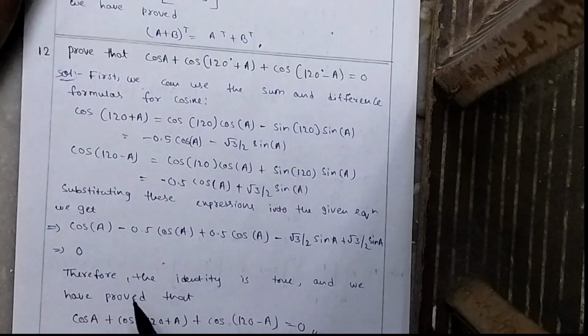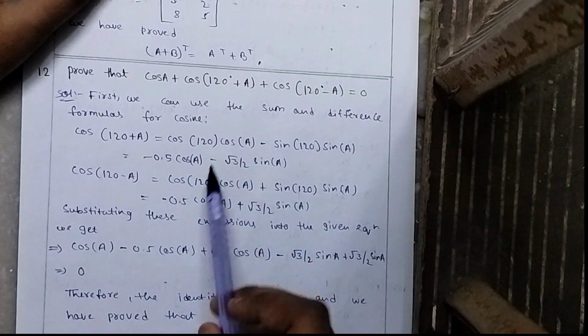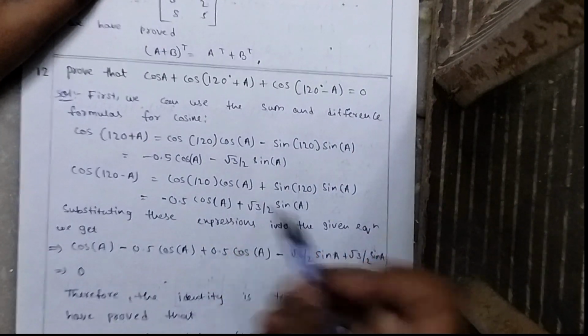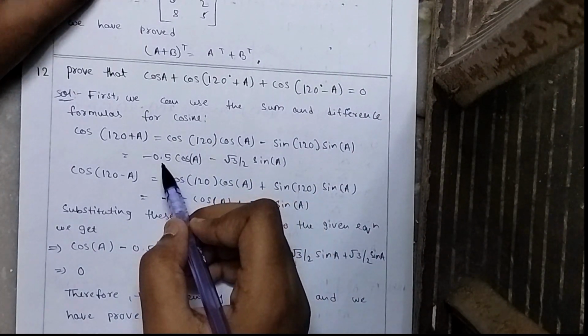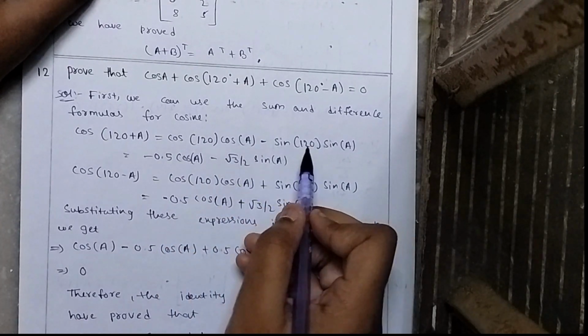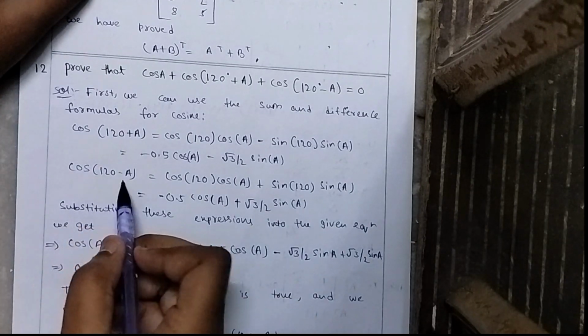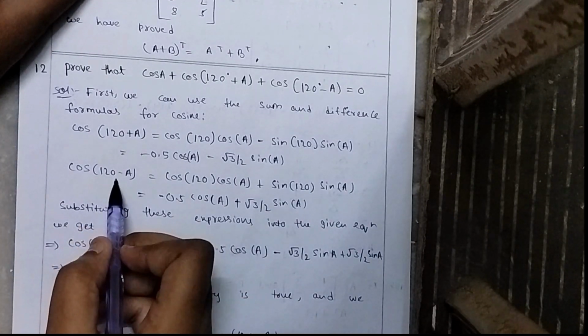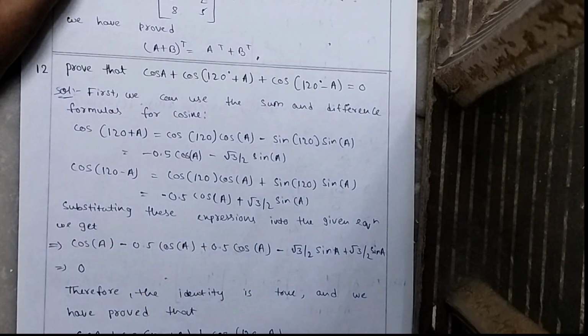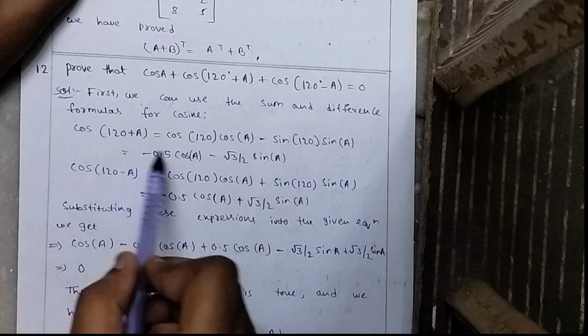Next one, prove that cos A plus cos(120 plus A) plus cos(120 minus A) equals 0. We know the formula of cos(A plus B) as cos A cos B minus sin A sin B. So cos 120 is minus 0.5, so minus 0.5 cos A minus sin 120, which is root 3 by 2, sin A. For cos(120 minus A), the cos(A minus B) formula is cos A cos B plus sin A sin B.